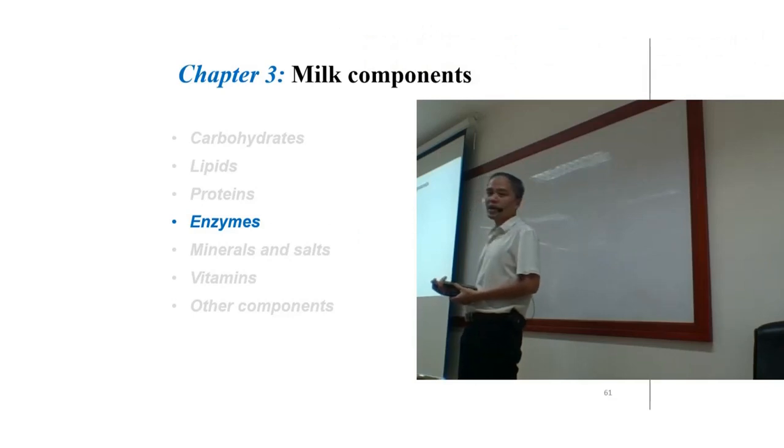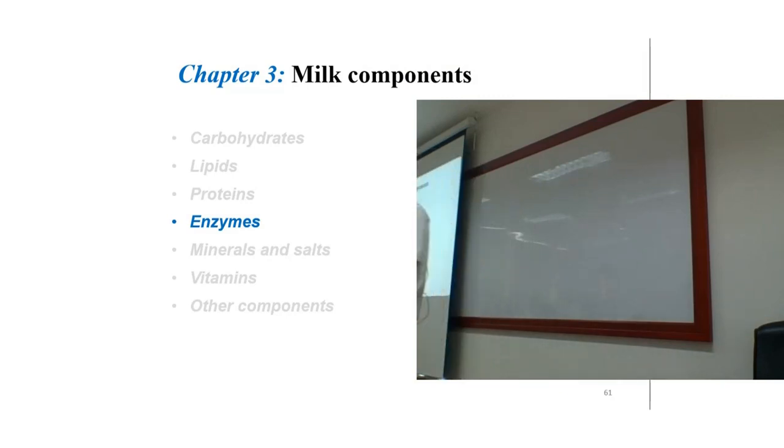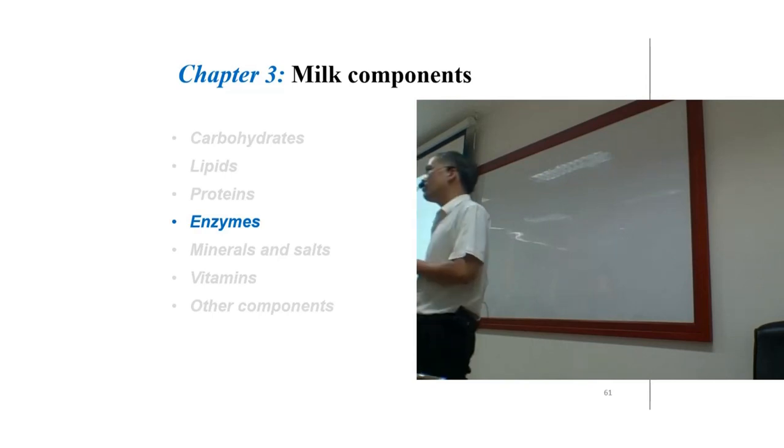We already discussed carbohydrates. The main carbohydrate is lactose, and we discussed the physical and chemical properties of lactose, and so on. And we also discussed lipids. Total lipid content in milk is 4%. Right. And then proteins, 3.3%, including three groups. The main one is casein, the second one whey proteins, and a minor group MFGM proteins. And now we go to enzymes.